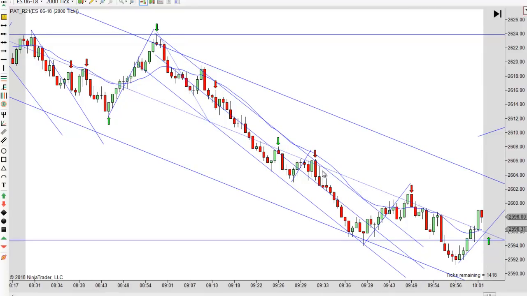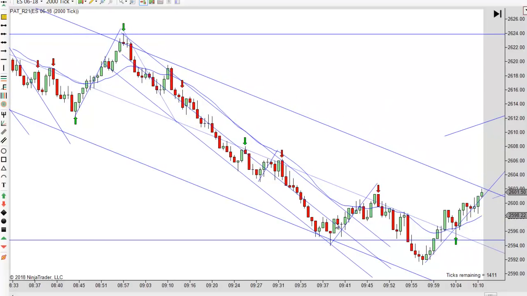And if you catch this one and catch a runner here, you can ride this all the way down, and that's a nice move. I mean, that's from, just call that 2602, and you ride that all the way down to 2595, probably. So that's 6 or 7 points right there on just a quick move down. Takes a few minutes. And then of course we bounce here.